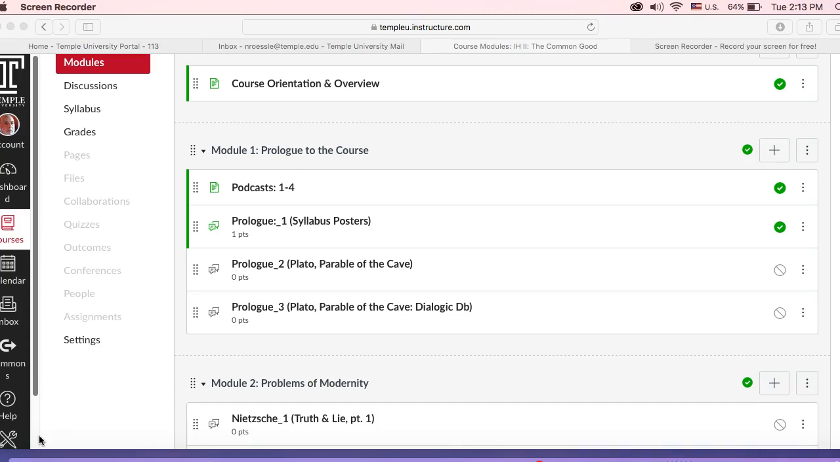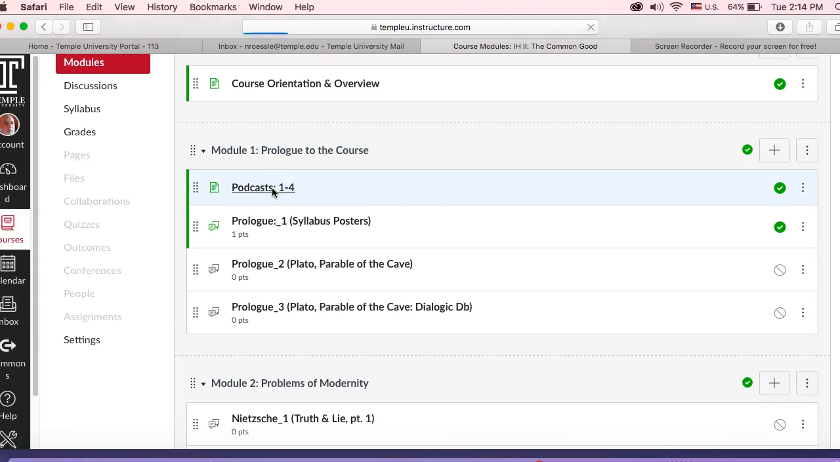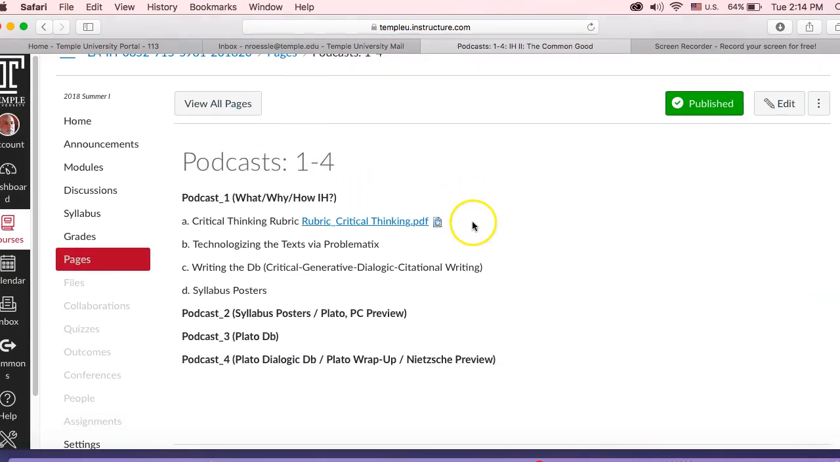Okay, in today's podcast, I want to finish up the introduction to the course and then get you to the first assignment. So here we are in module one, and you can see we have a page that's been set up for podcasts one through four. You'll see this in every module, right?